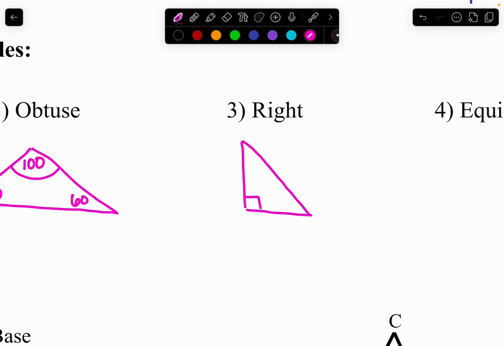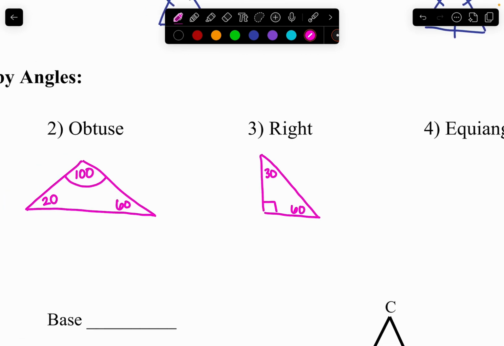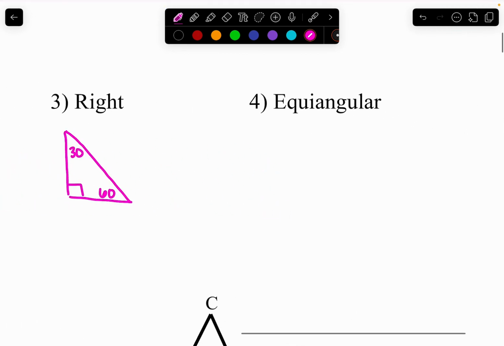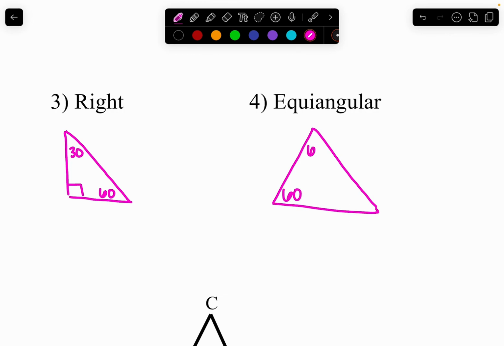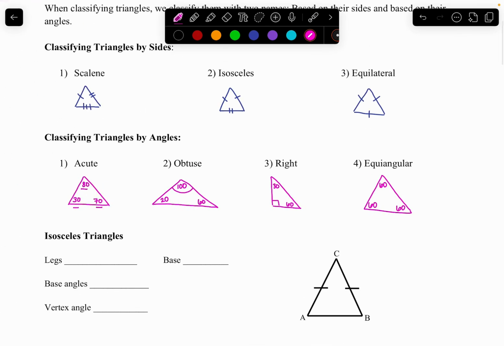So this angle would be 90 degrees, and then you could have something like, I don't know, that's 120, so this would be 60 left over. And then the last one we have is an equiangular triangle, and an equiangular triangle is where all three of our angles are going to be 60 degrees because they have to be the same. So those are our options with our triangles.